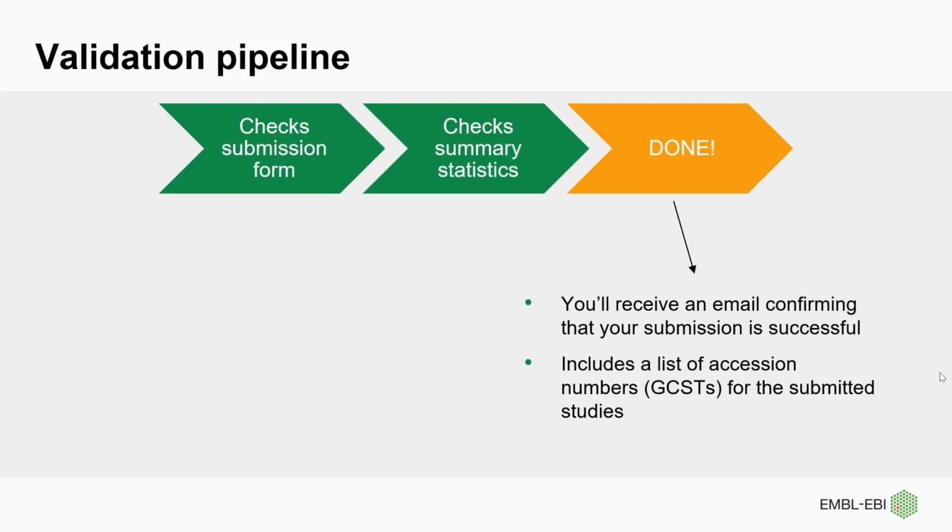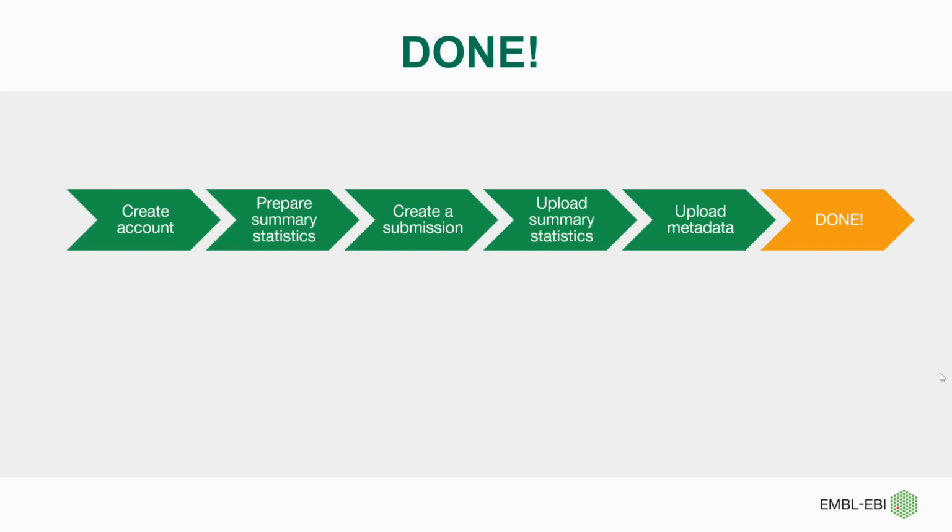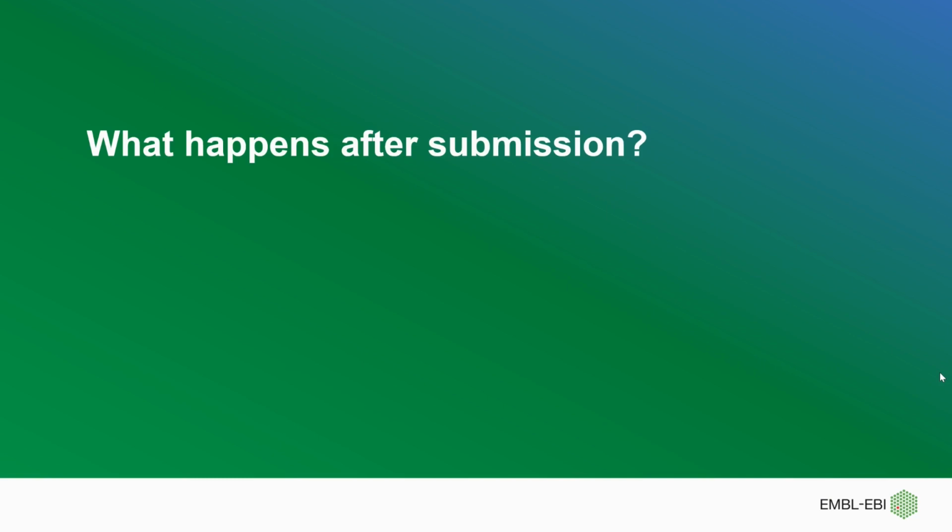Finally, if everything is valid, you'll receive an email confirming that your submission is successful. And this includes a link to the list of accession numbers for each of the submitted studies. So then your submission is complete.